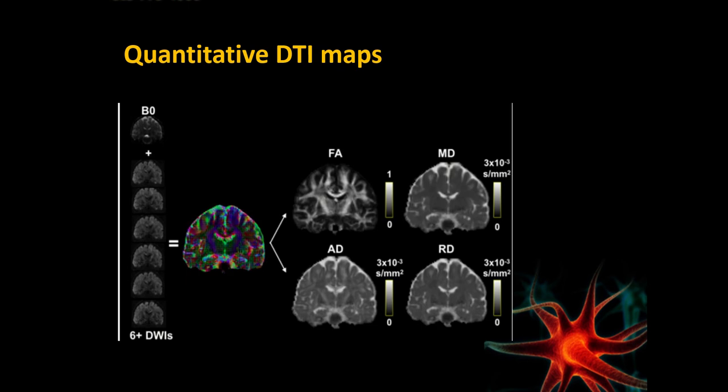Here is an example of six diffusion weighted encoding directions. We know each image has a slightly different contrast that corresponds to the orientation of the white matter relative to the diffusion encoding, and these images are combined to estimate the diffusion tensor at each voxel location. Quantitative diffusion tensor imaging maps may be generated that provide descriptive measures of brain tissue microstructure. In addition, the diffusion tensor may be used to estimate the trajectory of the white matter fibers in the brain using the tractography technique.